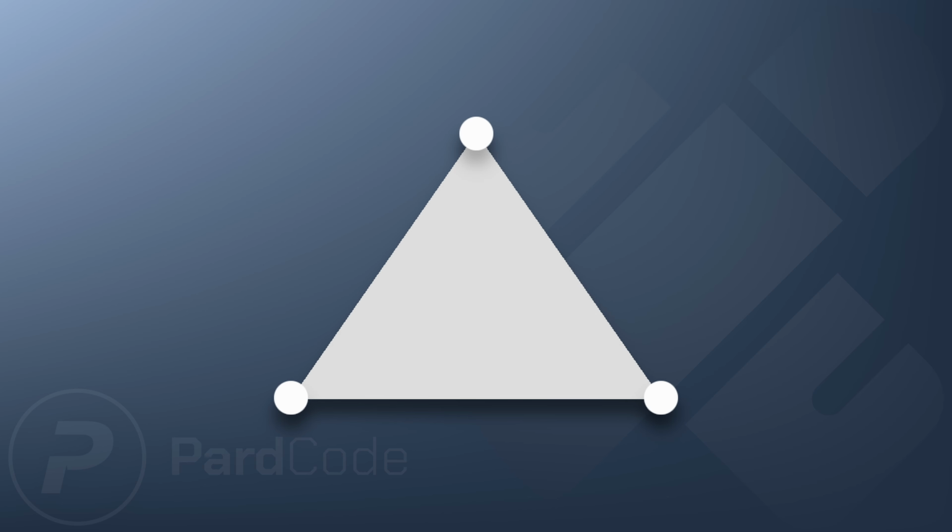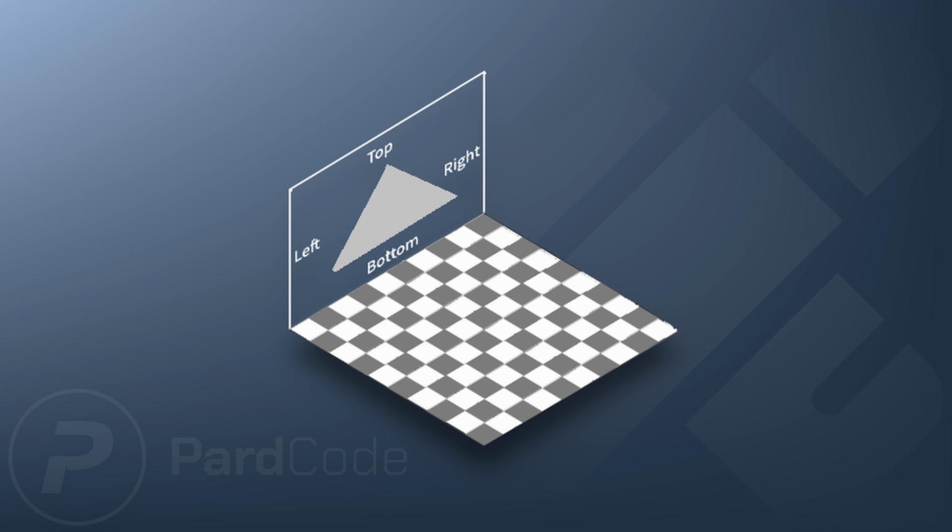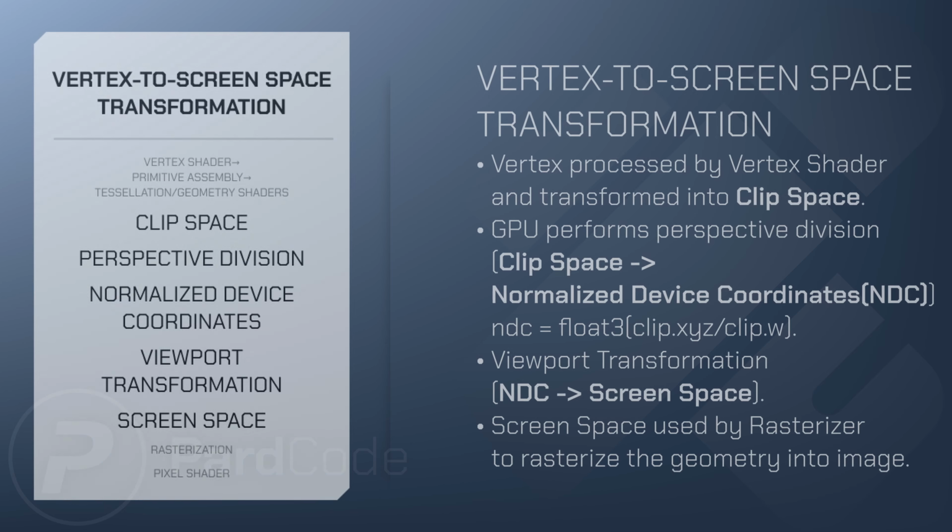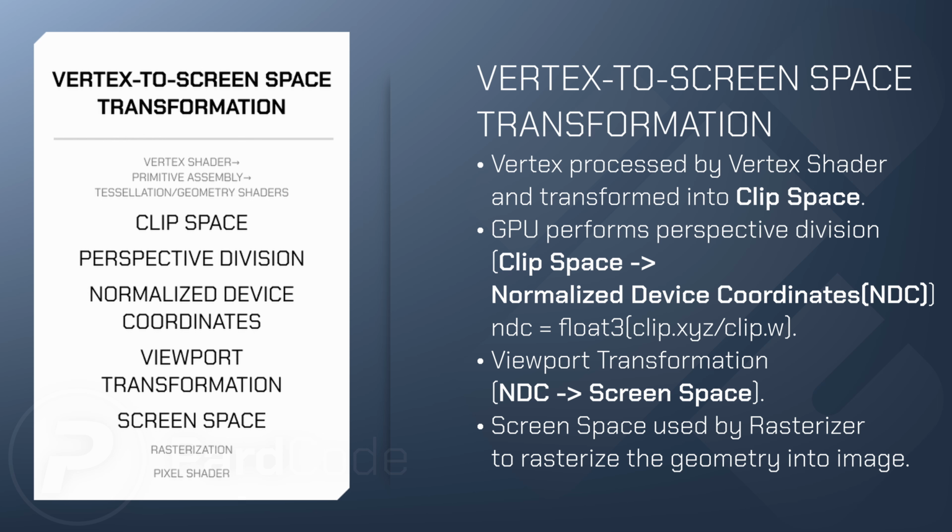Now that we understand what a vertex is, we need to decide where to position the vertices of our triangle in order to render it on a 2D screen. To do this, we need to understand the steps the GPU follows to transform the vertices and render the final geometric shape on the screen. When a vertex is processed by the GPU, it first enters the vertex shader, where it is transformed into what is known as clip space.